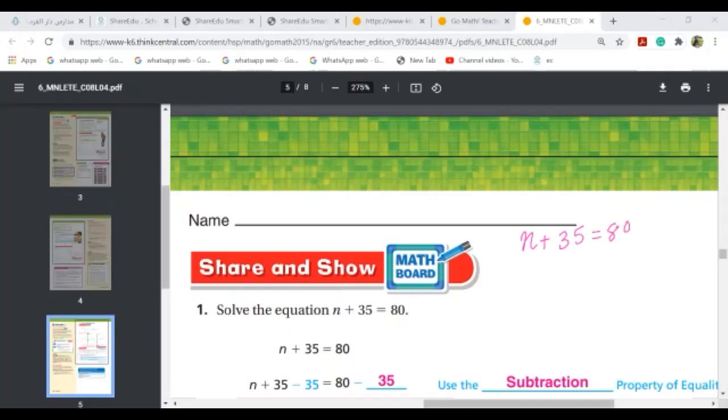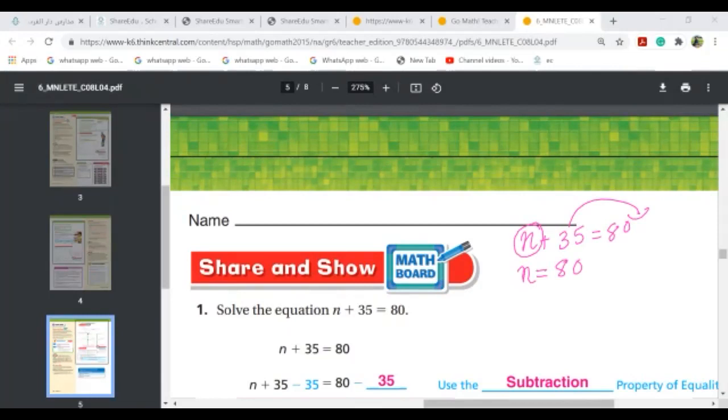N plus 35 equals 80. Now, when I see the letter, I want to make the letter N alone. I'll just write N and I'll write equal. This 35, I'll send the other side. So what should I write? N, I'll copy. 35, I will not write. 80 plus 35 will become? This plus 35. 80 plus 35.